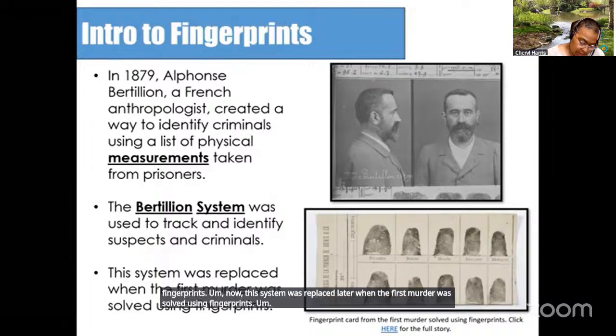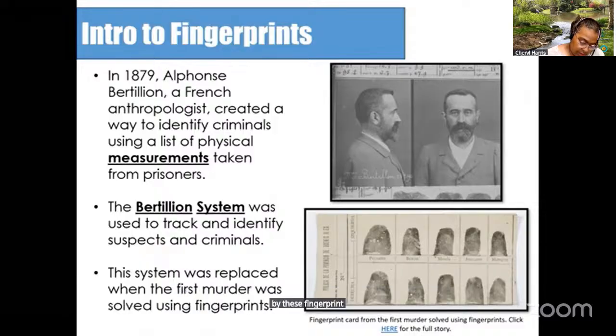But you can see in this picture here that this is an old fingerprint card from the very first murder that was solved using fingerprints. And I am very impressed by these fingerprints. These are good prints.